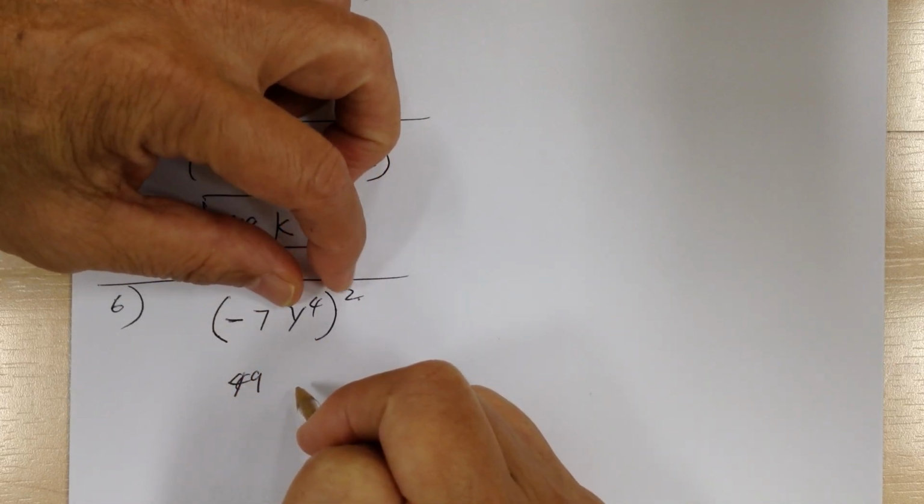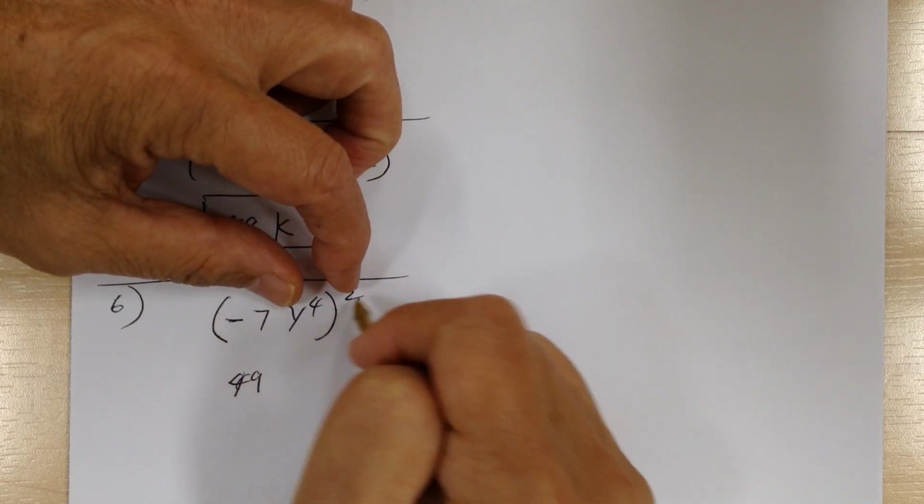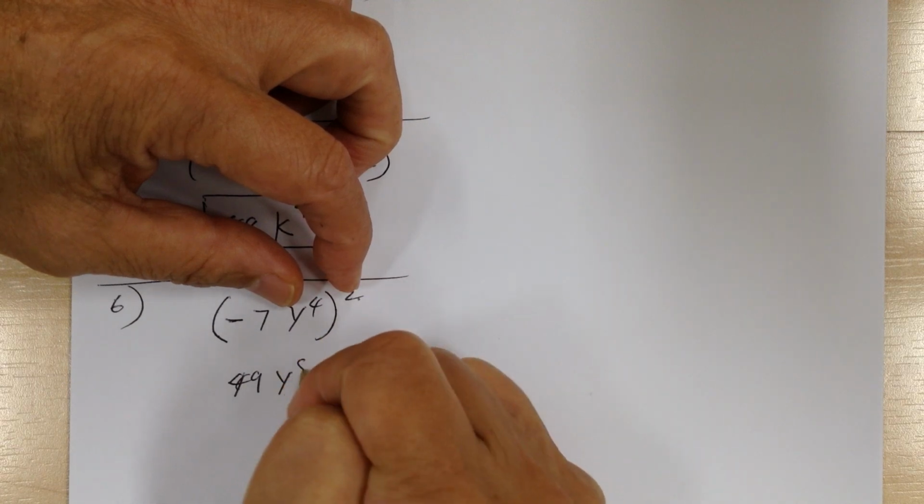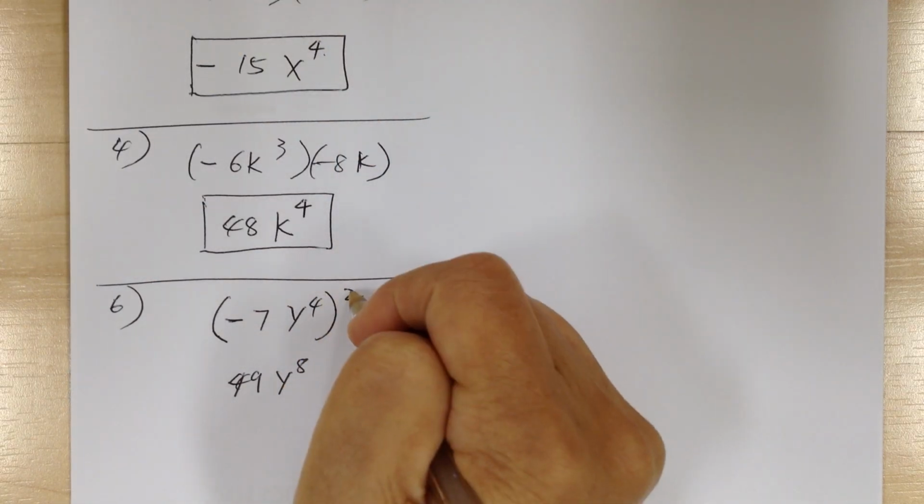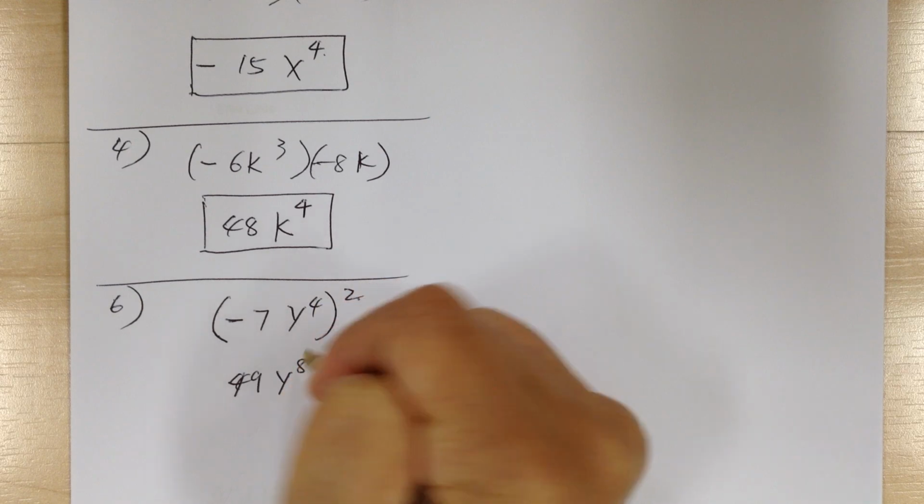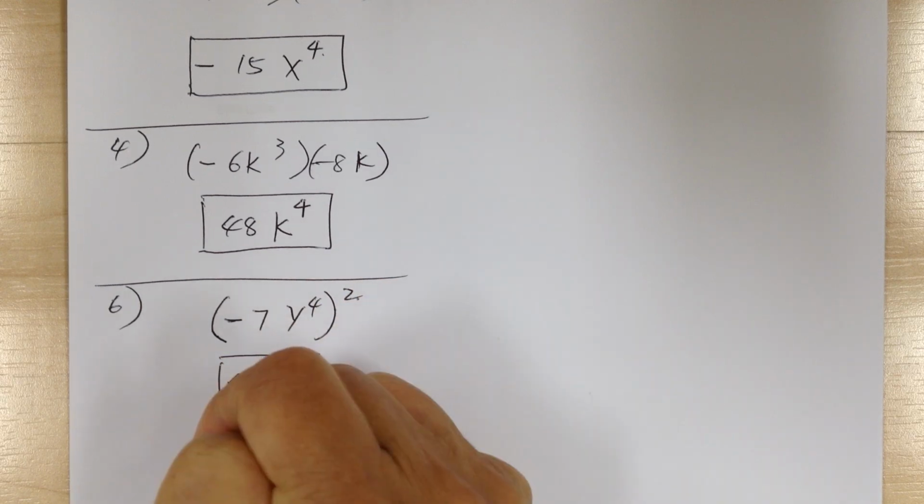Okay, and y to the 4 squared means it's y to the 4 times y to the 4, so it would be y to the 8. Okay, so the power rule is that you multiply. 2 times 4 gives you 8. And so that's the answer.